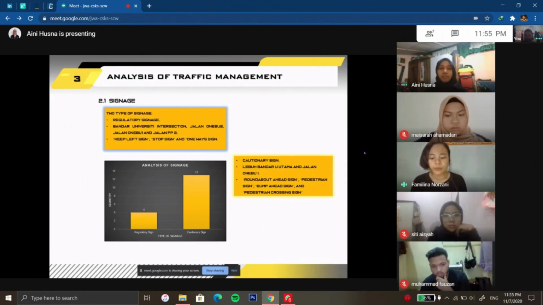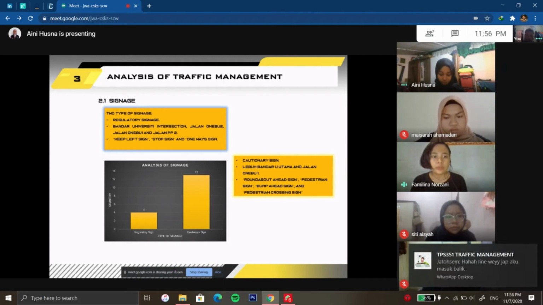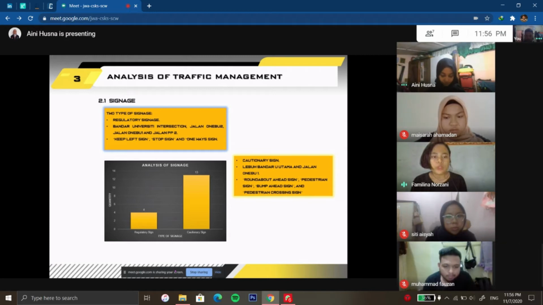So the first analysis in traffic management is the signage analysis. For the signage analysis, according to the table shown on the slide, there are two types of traffic signage at Bandar U, which are regulatory signage and cautionary signage. For the regulatory signage, the signage was located at Bandar University intersection, Jalan 1BU2, Jalan 1BU1 and Jalan PP2. The types of regulatory signage available at Bandar University are the keep left sign, stop sign and one-way sign.